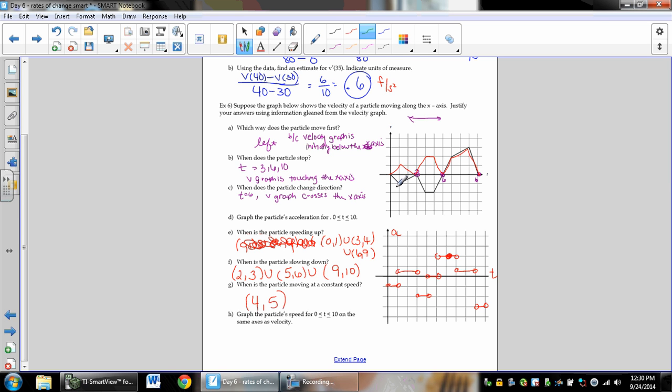Let's look at the velocity graph. 0 to 1, 3 to 4, 6 to 9. This is when the velocity graph is moving away from the x-axis. So if you're speeding up, your velocity graph is moving away from the x-axis. If you are slowing down, that's when velocity moves toward the x-axis. And anytime it's moving at a constant speed, this is when your velocity graph is horizontal.